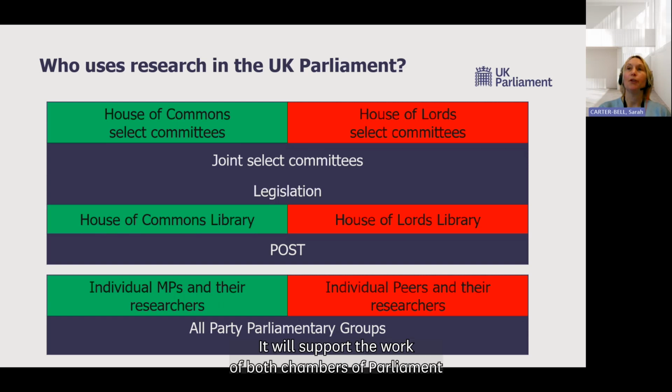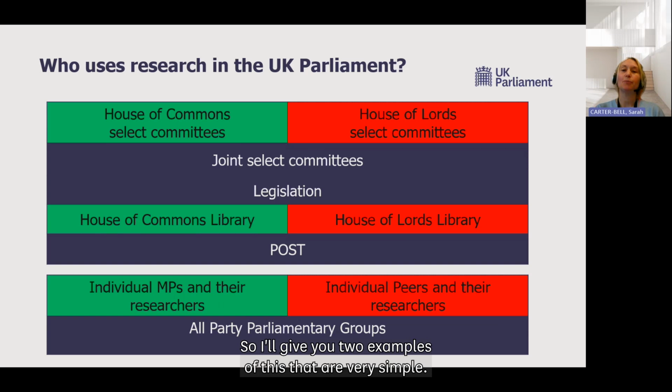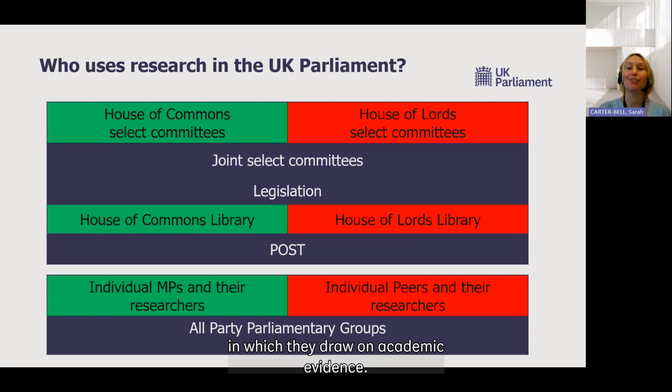It will support the work of both chambers of Parliament, and TRLs will work closest with specialists from select committees, libraries and POST to support knowledge exchange and to strengthen the use of research evidence within their dedicated thematic policy area. So I'll give you two examples of this that are very simple. The principal way that Parliament scrutinises government is through select committees. Committees conduct inquiries in which they draw on academic evidence. The TRLs help the committee teams to plan the inquiries. They advise on key considerations. They may use knowledge exchange tools to access a diverse range of research voices, and they may reach out to experts to support the committee through private briefings, written or oral evidence, or to help find special advisers for a particular inquiry.